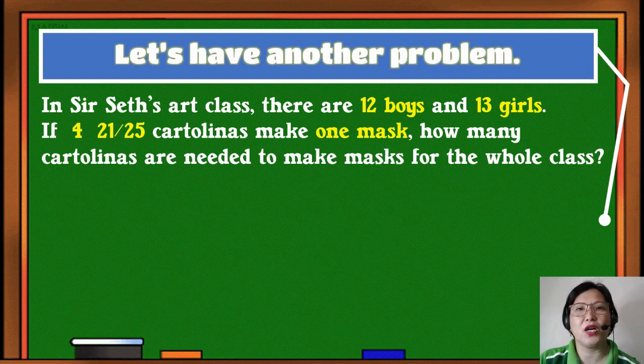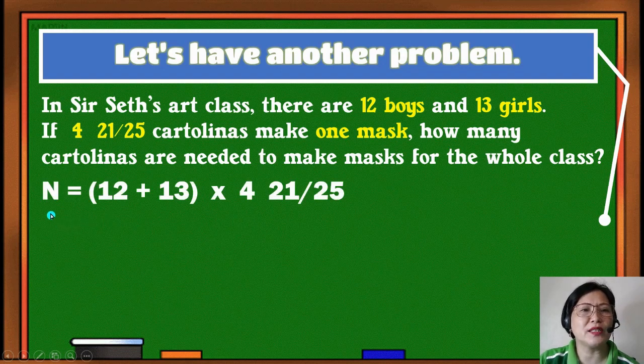So what do you think are the operations we are going to use? You're correct. We're going to use addition and multiplication. So here's the number sentence. n equals, open parenthesis, 12 plus 13, close parenthesis, times 4 and 21 over 25. Now, did you notice the open and close parentheses? We used that also in the previous problem. If numbers are inside open and close parentheses, it indicates that you have to perform that operation first before the next operation. So in this case, since 12 and 13 are inside the parentheses, you are going to perform addition first before you multiply.